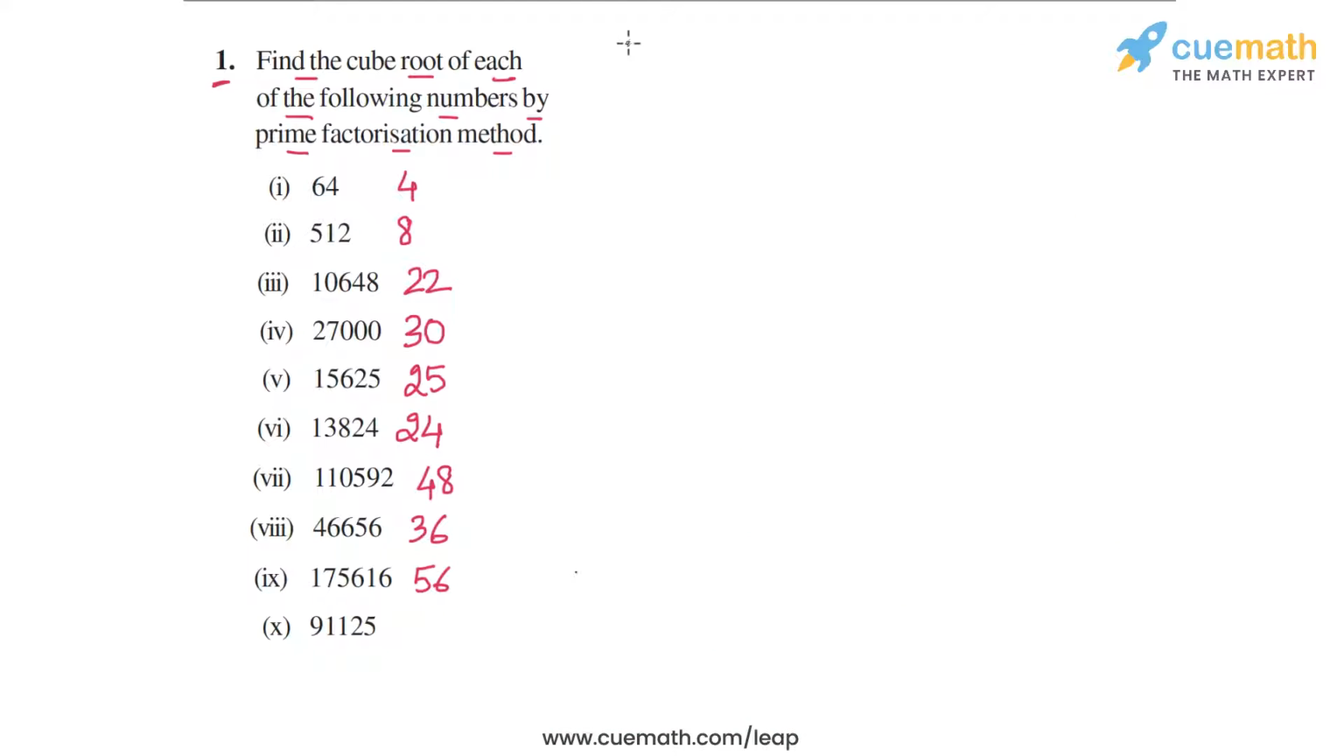Finally, we come to part 10. The number in part 10 is 91,125. So once again, we will prime factorize this number and then find its cube root. So this number is not even, but if you add the digits of this number, you will get 18. So this number is a multiple of 3.